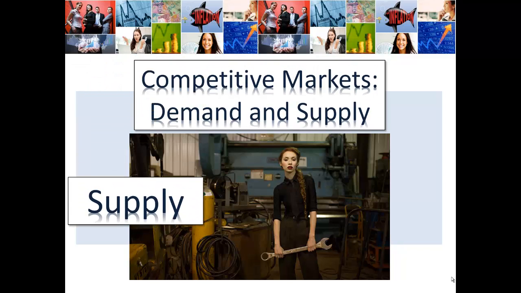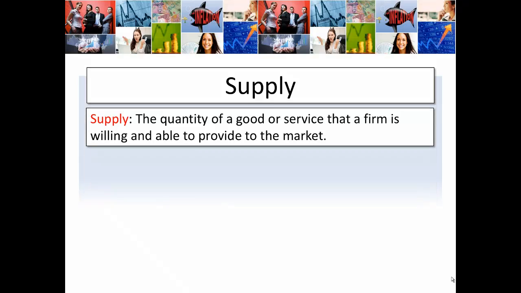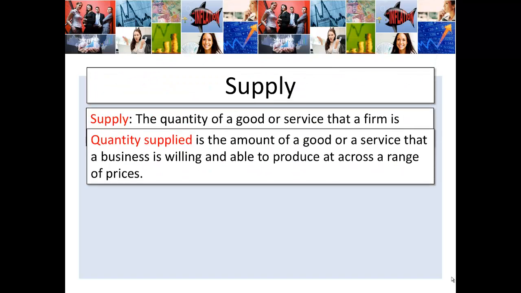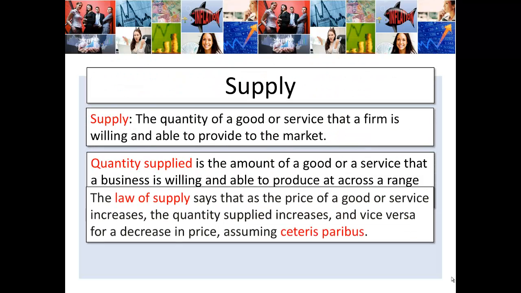Okay, welcome to today's topic, supply. In the competitive market, we have demand from individual consumers and we have the supply of firms. A few definitions to start with. Supply is the quantity of a good or service that a firm is willing and able to provide to the market. Quantity supplied is all about price. So quantity supplied is the amount of a good or a service that a business is willing and able to produce across a range of different prices.